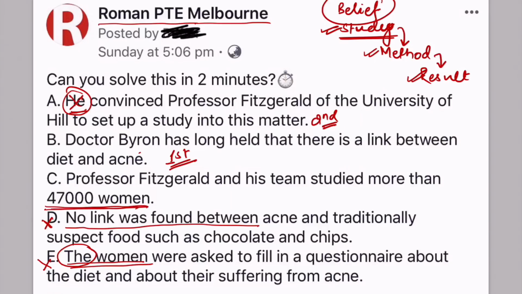And if you look at E, it says the woman means which woman? This 47,000 women. So this will be the fourth sentence. You can also see that sentence E gives us more information about sentence C. And D is the result, which is the 5th sentence. So you can see that this whole paragraph is actually organized in this manner. So first there is hypothesis, then a study which was done by using a particular method, and at the end they got the result. A few grammatical clues here which might help you in other questions.